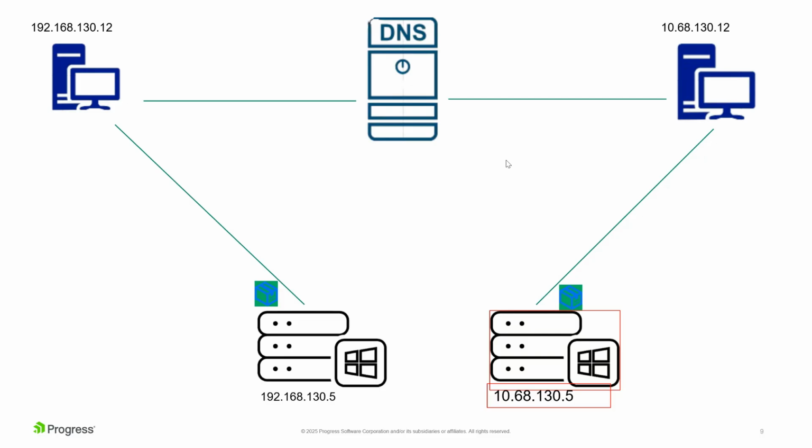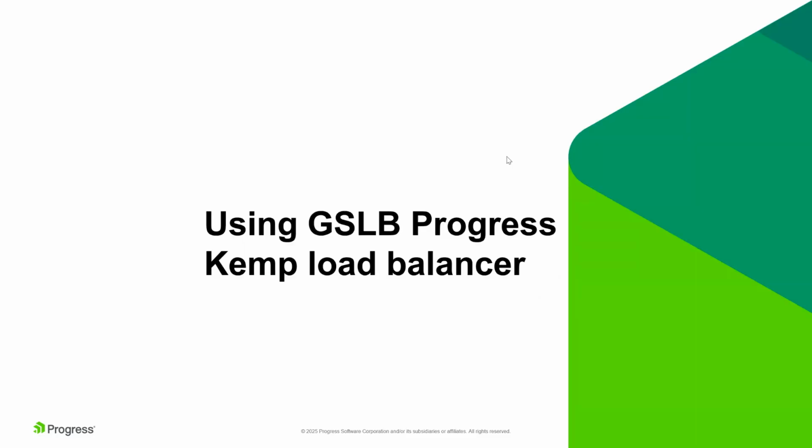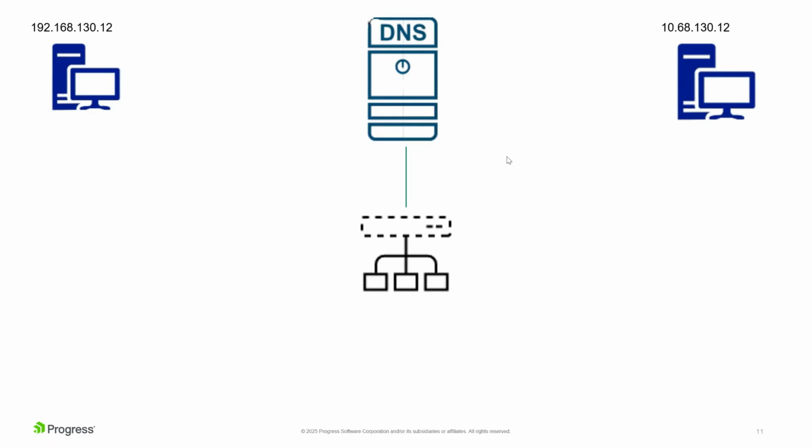So now, how can we utilize GSLB to remediate this issue? Again, we're going to use the same scenario as we did in the past, but this time we have a load balancer attached to it. So again, the first step is always going to be the same. The client is going to make a request to the DNS server.